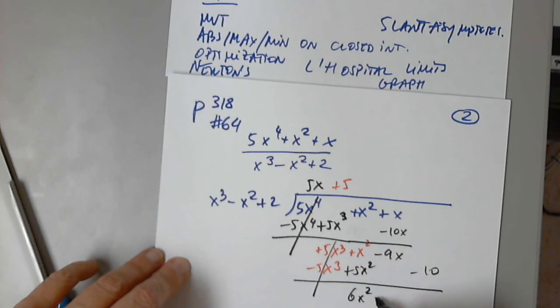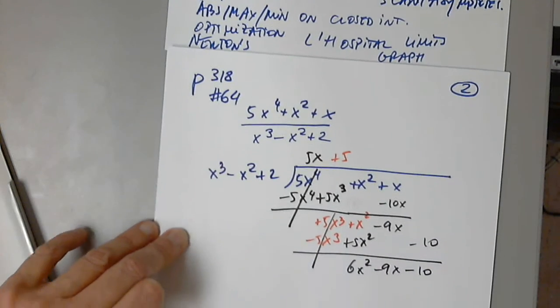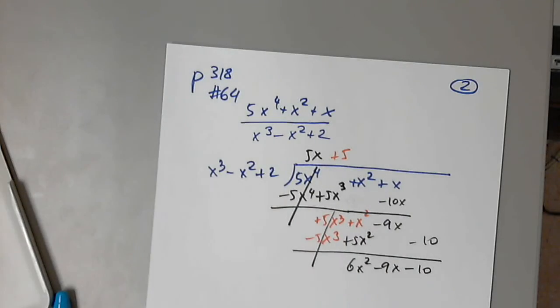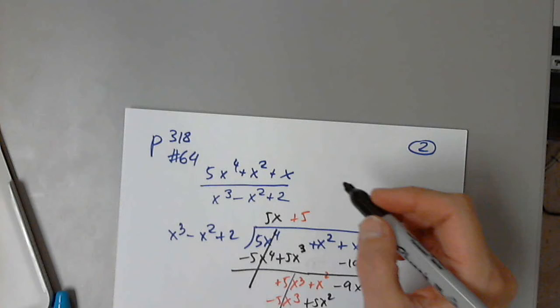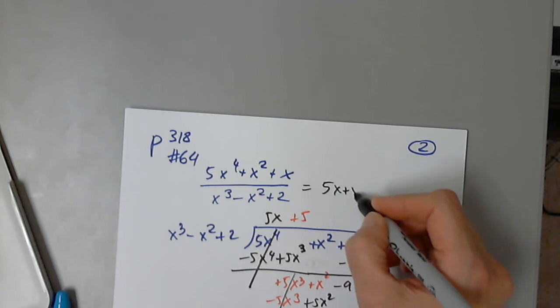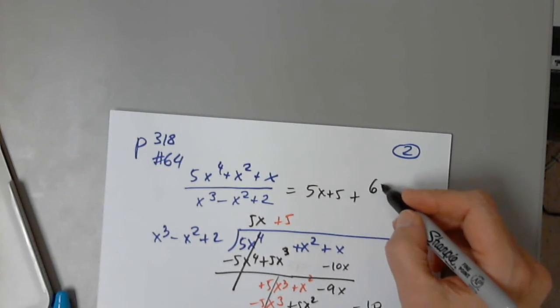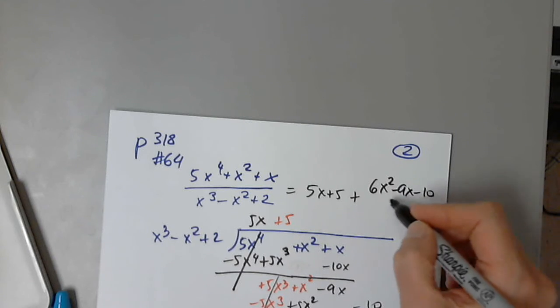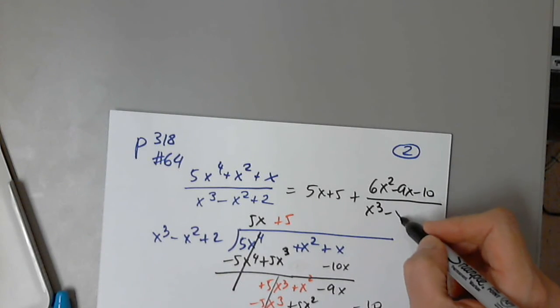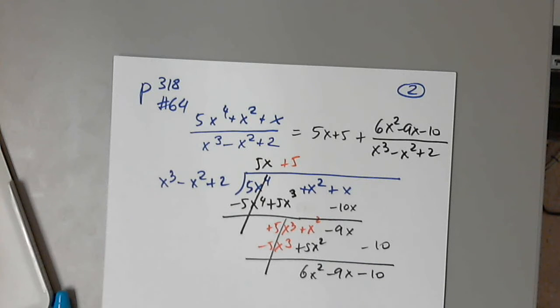So 6x squared minus 9x and minus 10. So the answer is, as expected, a line, plus (6x squared minus 9x minus 10) divided by (x cubed minus x squared plus 2). Thank you. My apologies, of course. Sorry about that. I was focused on the 5x plus 5 and I was done, but that's beyond the point.